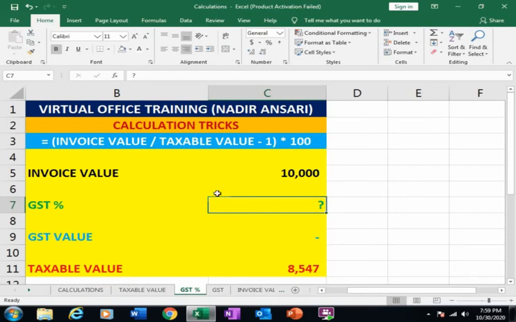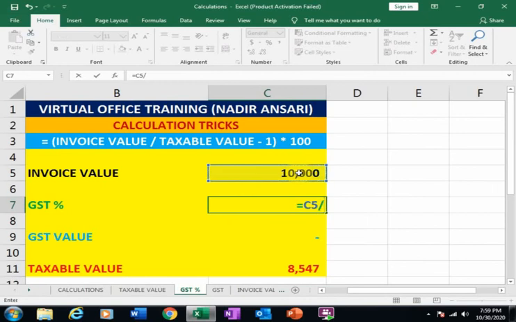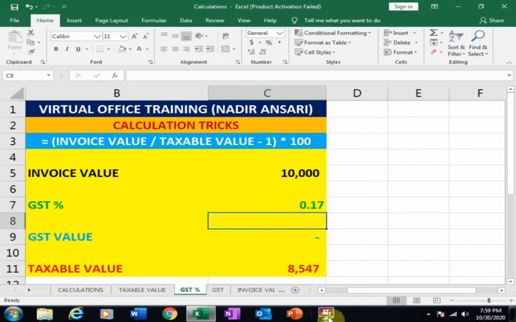Let's calculate this. Type equal to invoice value divided by taxable value minus 1. Press enter and just click the percentage sign. Now you will get the GST percentage.